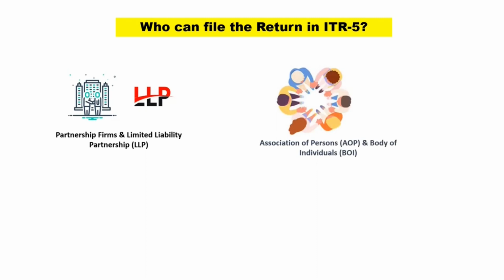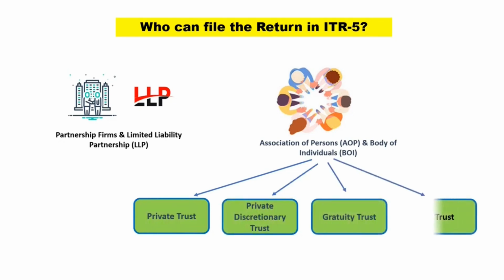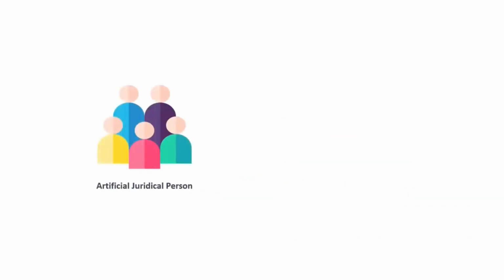The form can also be used by association of persons, body of individuals including trusts like private trust, private discretionary trust, gratuity trust, PF trust which are not eligible to file Form ITR 7. The form can also be used by artificial juridical persons referred to in Section 2, subsection 31, Clause 7.